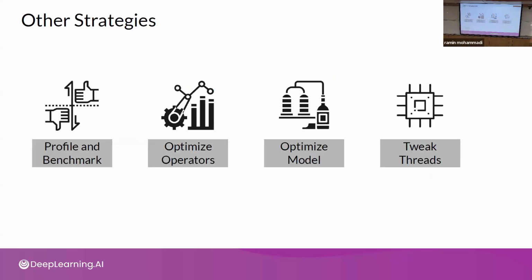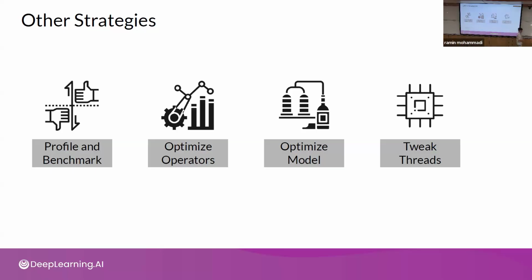Now, in general, if you want to optimize your model, there are different ways that you can do that. It's not just having a better accelerator or a mixture of models. You can also try to do benchmarking and profiling to see if the model is overall good. You can optimize for the operators being used in your model. You can optimize the model itself. You can tweak the threads that you have.